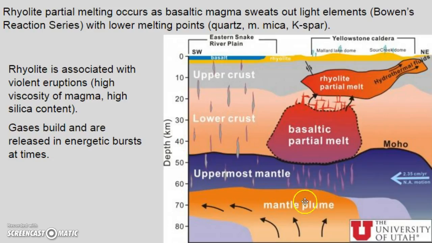So let's explore this a little further. Rhyolite partial melting occurs as basaltic magma sweats out the light elements. We've studied Bowen's reaction series, that the lighter elements have lower melting points: quartz, muscovite, mica, and K-spar. Rhyolite, remember, is compositionally equivalent to granite. Rhyolite is associated with violent eruptions, high viscosity magma, and high silica content. The gases build up and are released in energetic bursts at times. So when we look underneath Yellowstone, we have these ingredients, these conditions that are driving the unique conditions of Yellowstone.